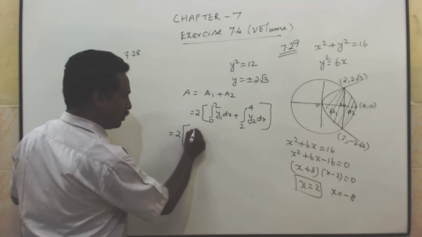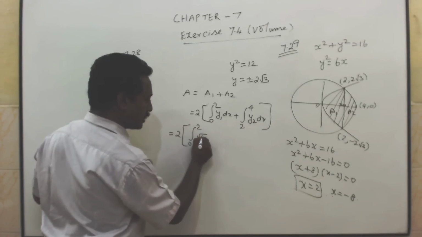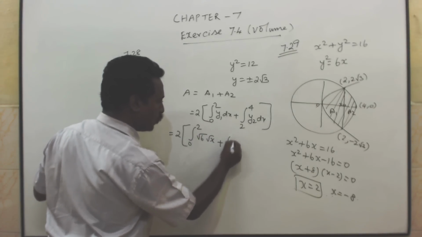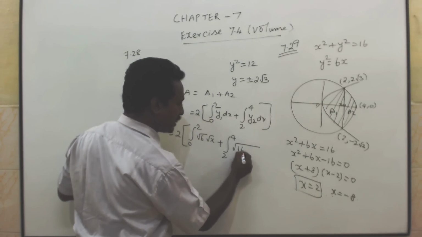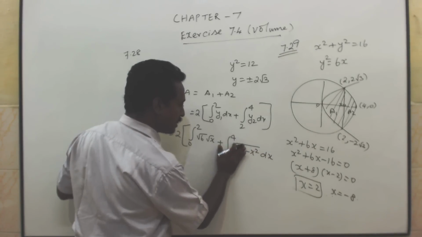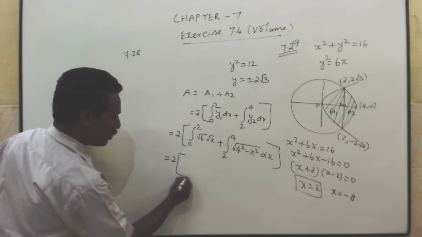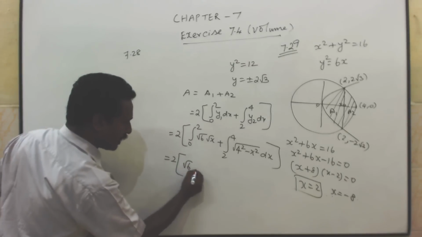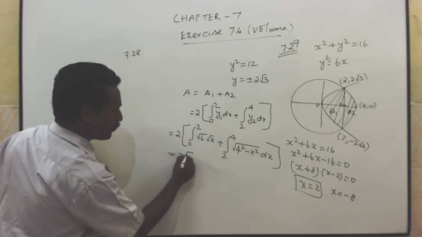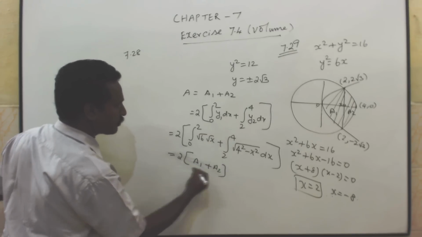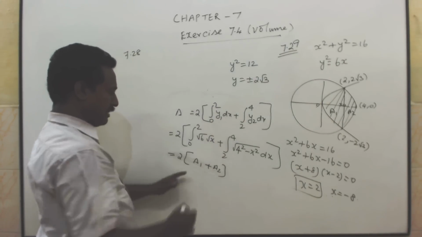2 times integral 0 to 2 y1, y square equal to 6x, y equal to root 6 root x, plus 2 to 4, y square equal to 16 minus x square, y equal to root of 16 minus x square dx. This 16 can be written as 4 square. So 2 root 6 root x means x power 3 by 2 divided by 3 by 2, or otherwise I'll consider this as 2 times A1 plus A2. The total area, that is A, is A1 plus A2.